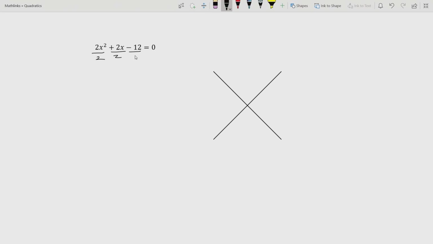All right. So 2x squared divided by 2 will give us x squared. 2x divided by 2 will give us 1x. And negative 12 divided by 2 is negative 6. Now remember, every time you take out a greatest common factor, you must leave our greatest common factor on the outside.